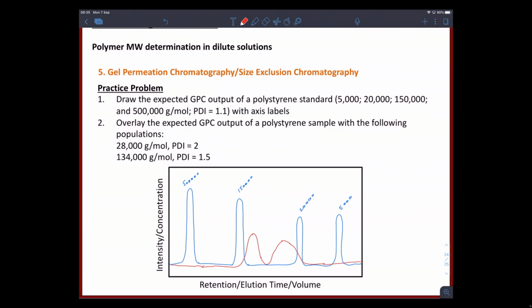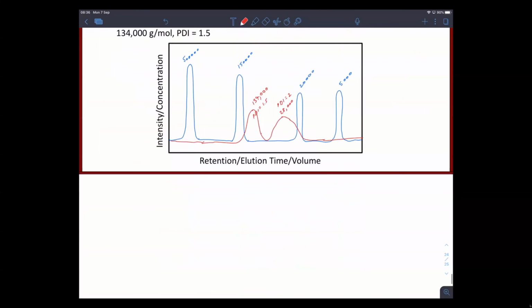Okay, so that will be labeled 28. Sorry, wrong one. 134,000. This one would be 28,000. Okay, so good. So what you can do, if these ones come up in the exams, is label these ones, just so we know exactly which one you're talking about. Okay. Straightforward. And I think that is it for this lecture.